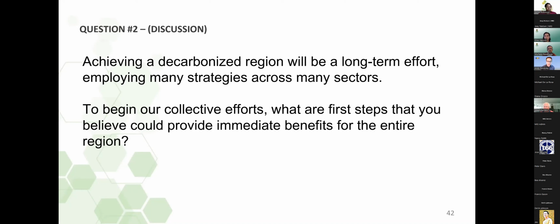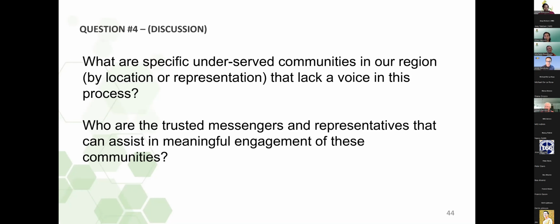Then Melanie, also a great question. We've got some very technical language, right? In RDF, decarbonization alone, that term is tricky for many people to understand and comprehend. So what can we do to make it more easily understandable and relatable?